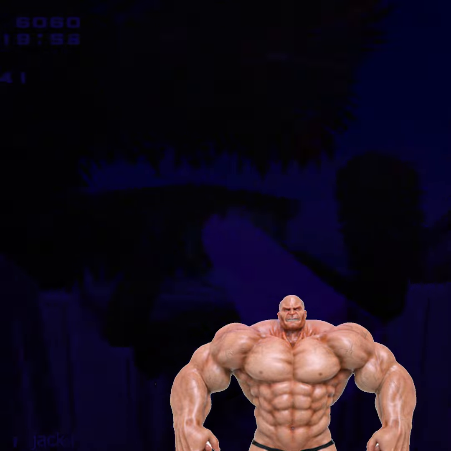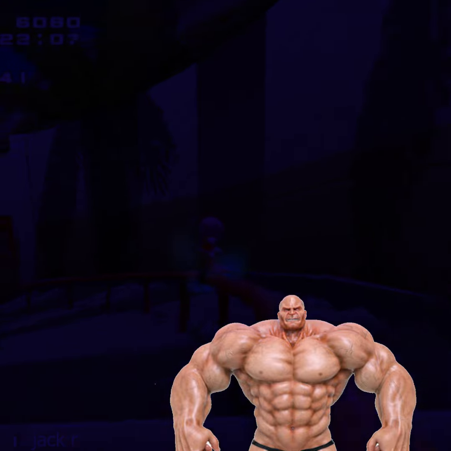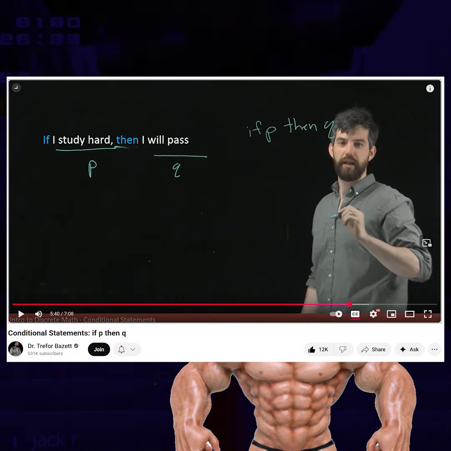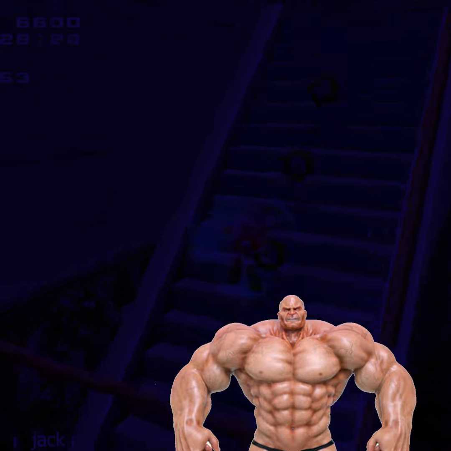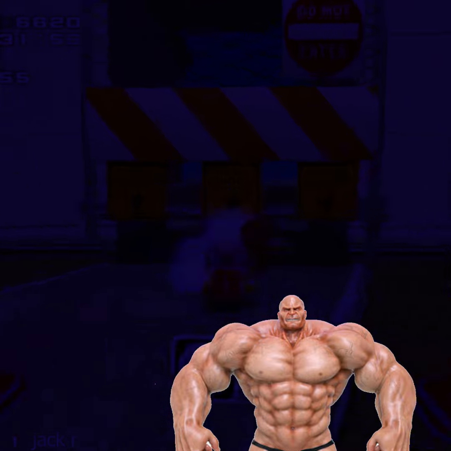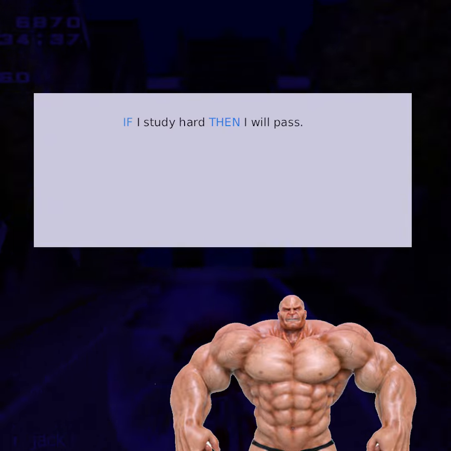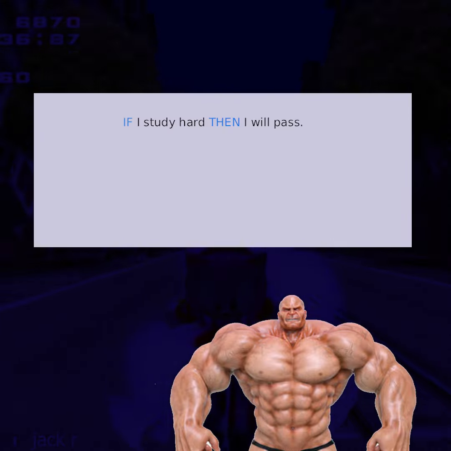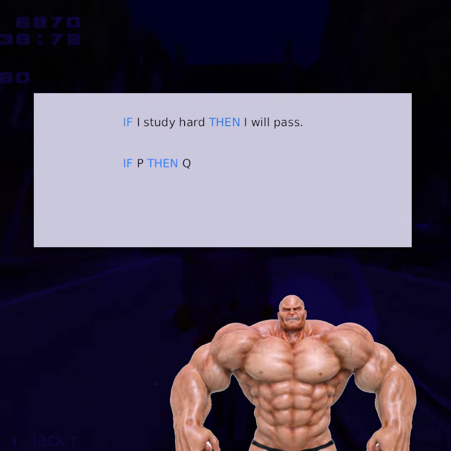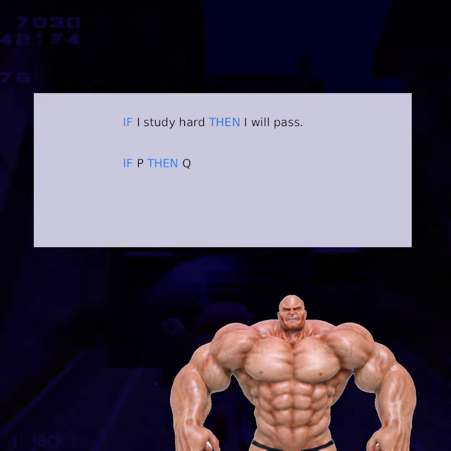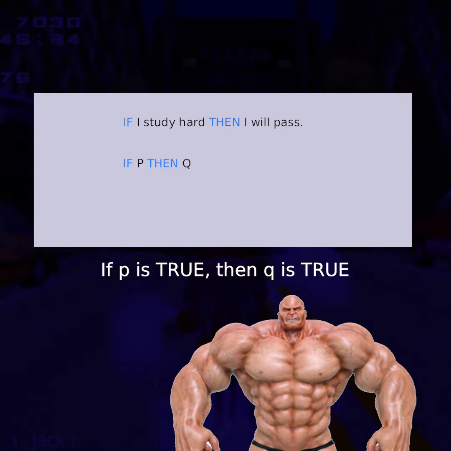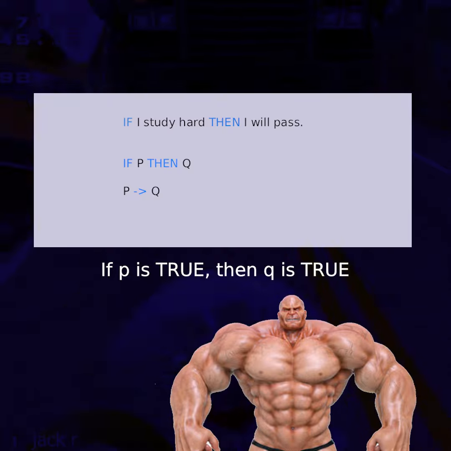Here's another example of logic. I'm going to use the example directly from Dr. Trefort-Bazet. I really enjoy his example for how concise and clear it is at demonstrating this. If I study hard, then I will pass. If we had to break this phrase down, it would look a bit like this. This is equivalent to this. This is also equivalent to this.